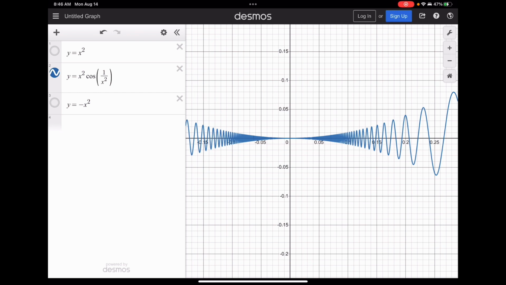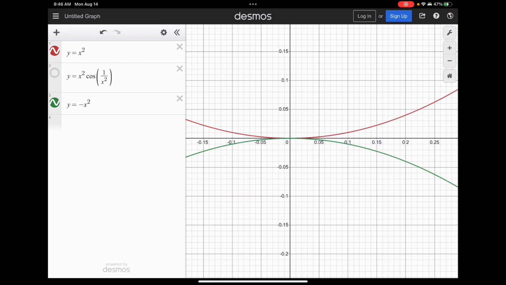But what you could do is notice that that middle function is bound by the upper and the lower functions, x squared and negative x squared. And the limit of both of these functions is 0. You could find that just doing direct substitution. Therefore, we could just assume that the limit of that middle function is also 0. And we would be using the squeeze theorem to say that.